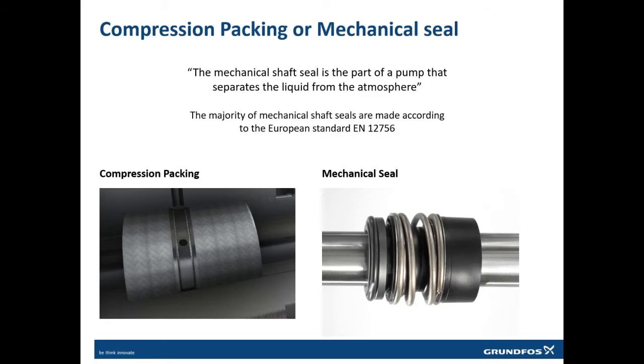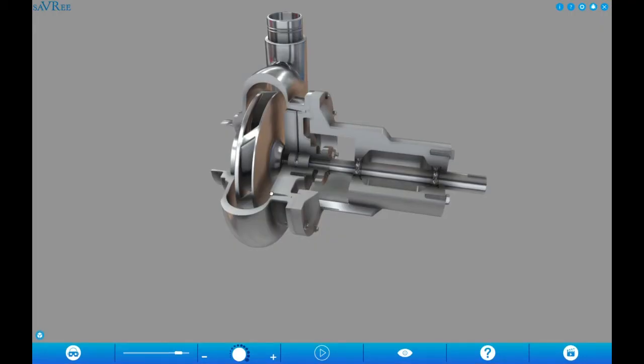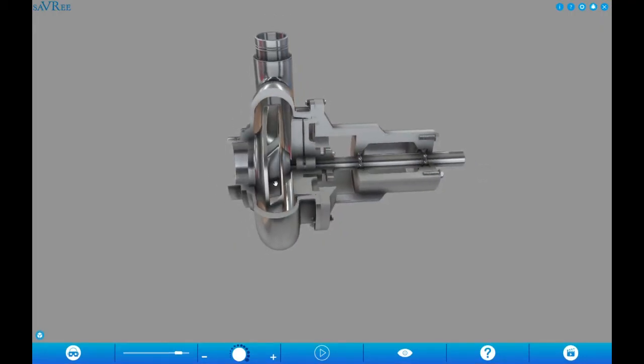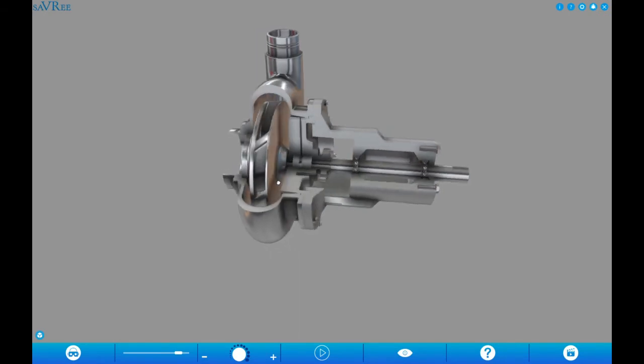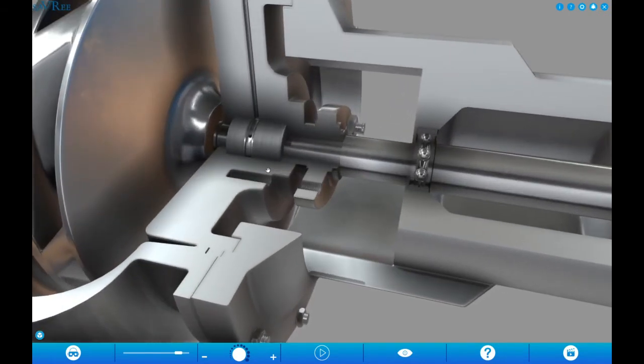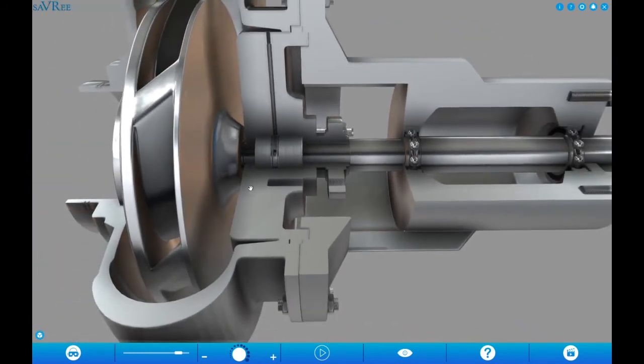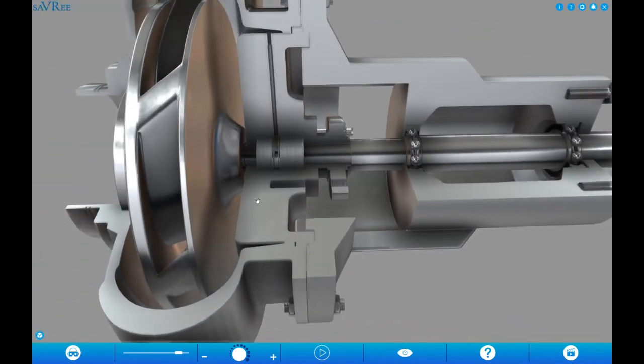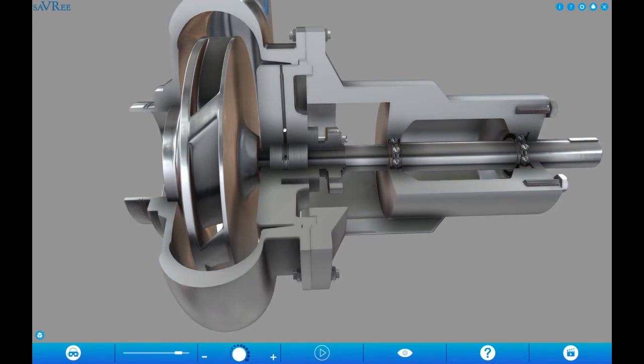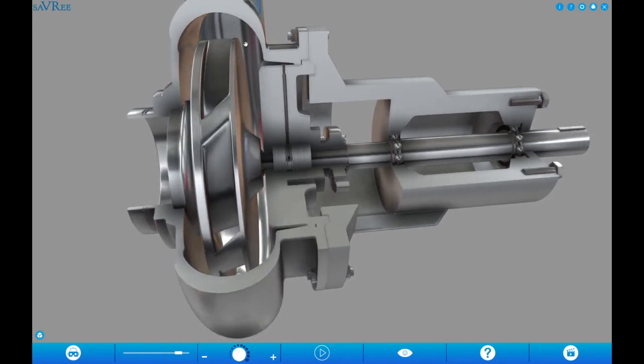Now something which is very important is the compression packing or mechanical seal. Why do we need this? This is the very first question. Why do we actually need a compression packing or a mechanical seal? The reason is very similar to the reason for having a wear ring. Because the pressure in this part of the pump will be very high compared to the pressure in this part, or in the air. This is the air around here.